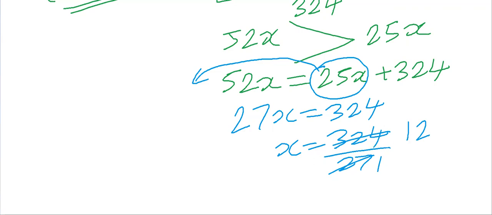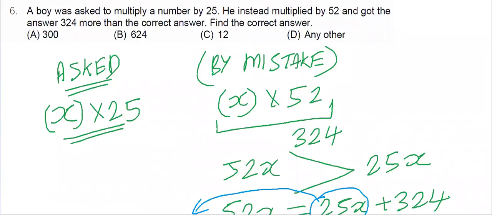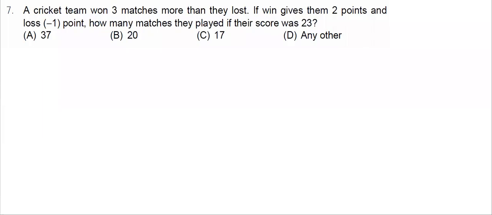But what is asked? They have asked to find the correct answer. So my correct answer will be this, right? So 12 into 25, which comes to 300. So 300 is the correct answer. So here A is the correct answer. Got it?